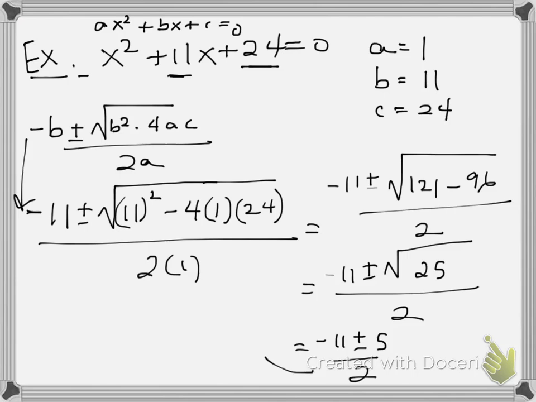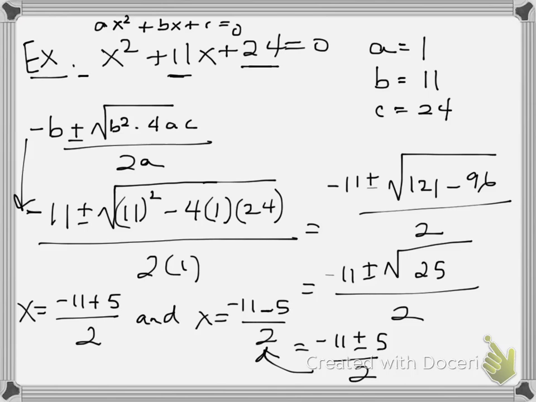Now, I'm going to move over here just so we can see a little bit more. The next step of this is to break this into two problems. So now I have x equals negative 11 plus 5 divided by 2, because remember, a lot of times our quadratics have more than one solution. We have 1, 2, or none. Okay, so my other option would be x equals negative 11 minus 5 over 2.